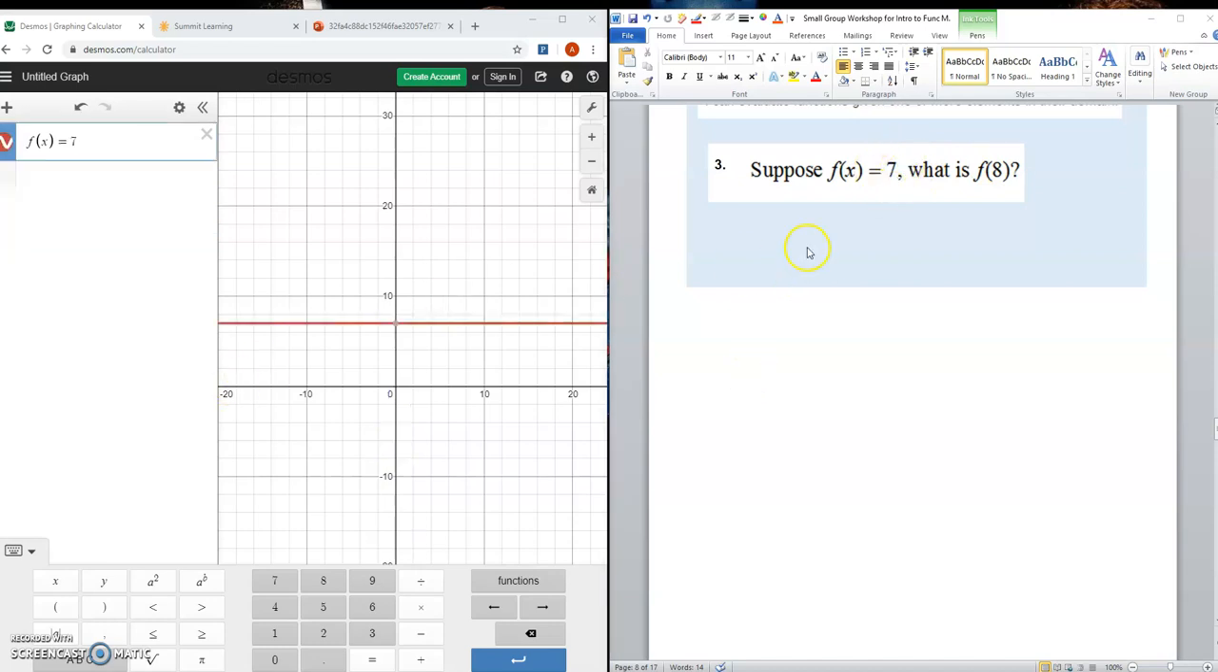So let's examine Desmos on this one. So I plugged in f of x equals 7 here. Notice that this line has all the values for y as 7. So no matter what x is, in this case, your 8 is somewhere here.